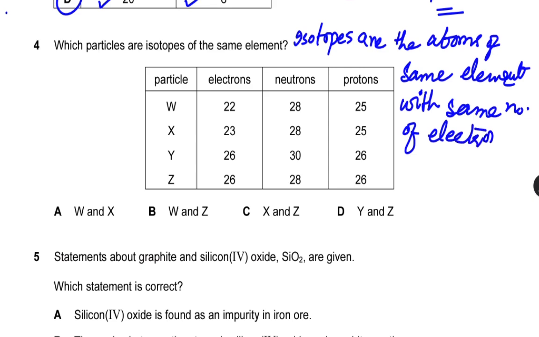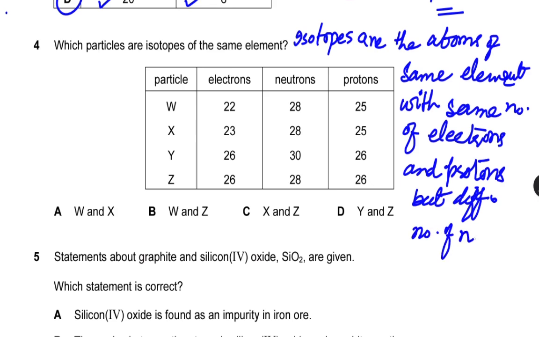Electrons and protons, but different number of neutrons. If the number of neutrons is different, they will have different atomic masses. So now come towards the question: which particles are isotopes of the element? Okay, we have to find out.